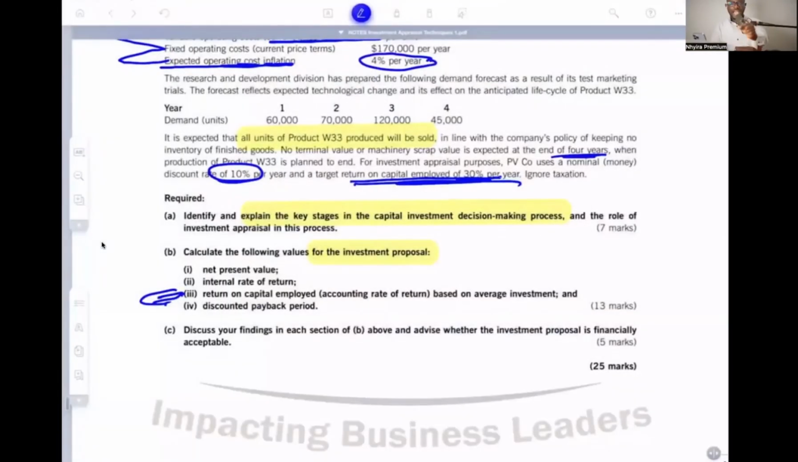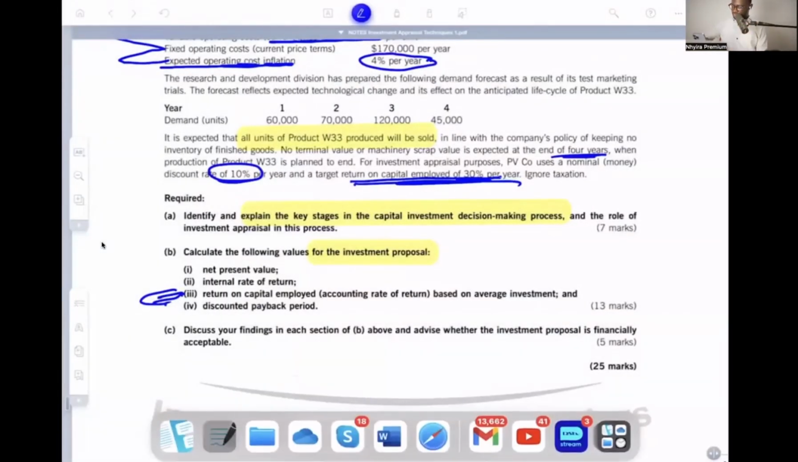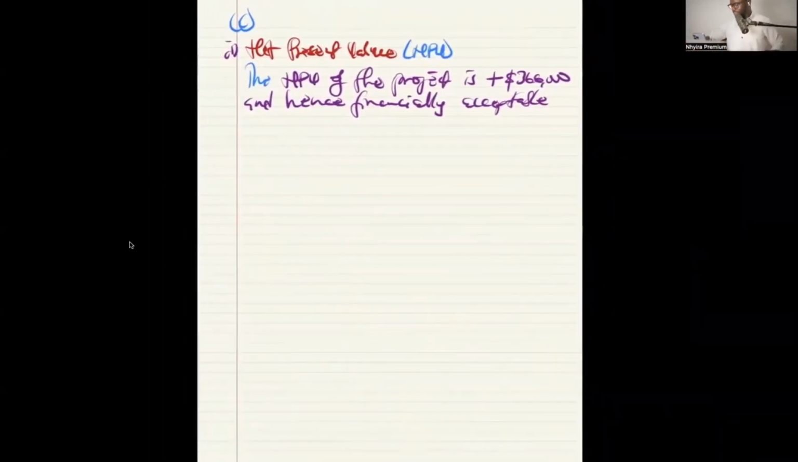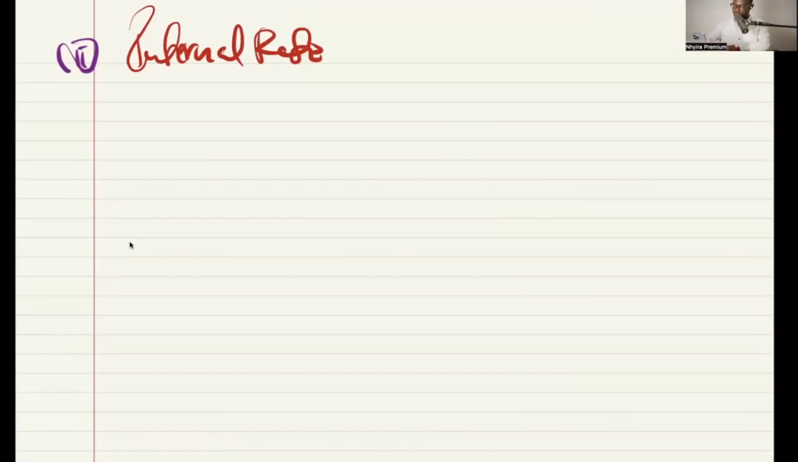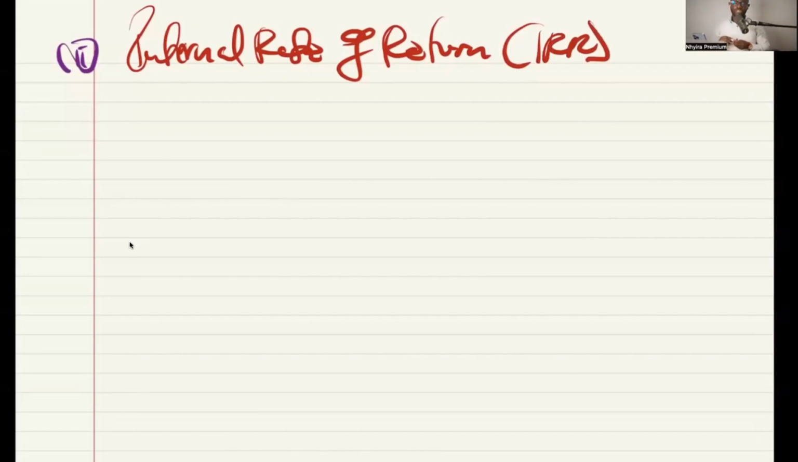Now, the II says internal rate of return. That is the last method, internal rate of return. If you remember in my intro, I said this can also be what? The break-even rate, or the rate at which the NPV of the project is 0. So the examiner can say, calculate the break-even rate. It's not break-even analysis. It's internal rate of return the examiner is asking you to calculate.